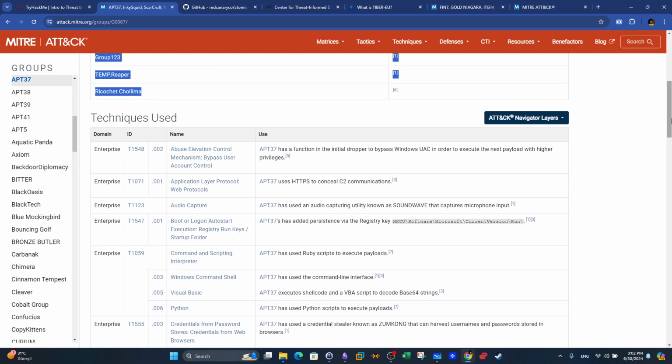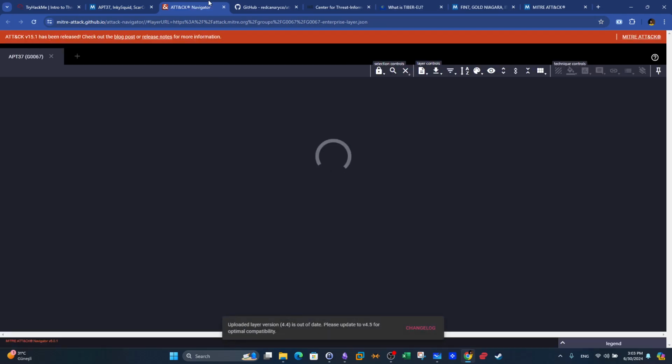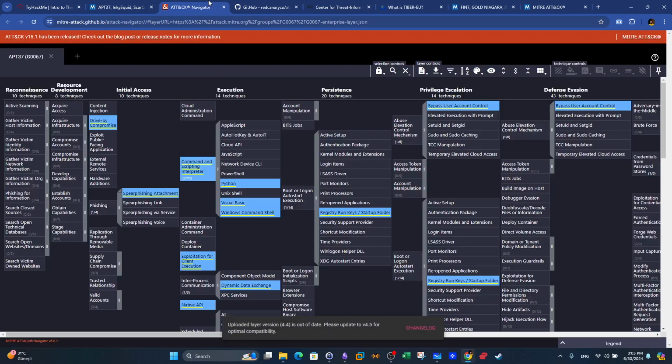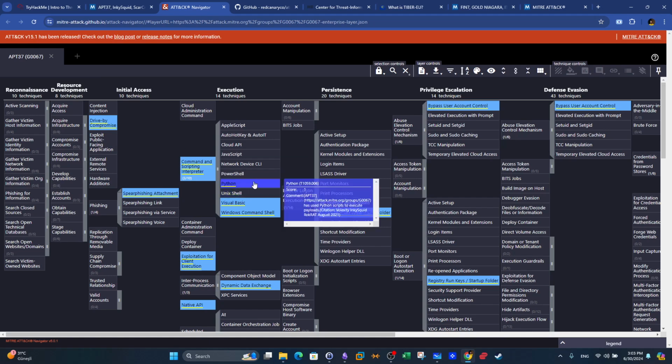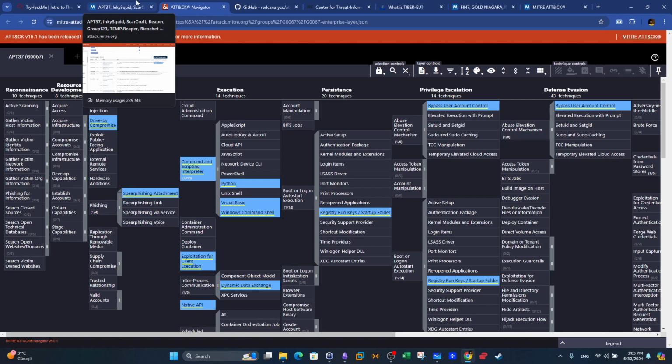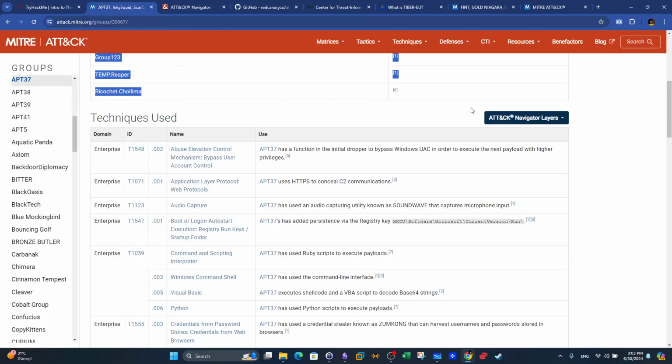And always when researching a specific group, it's always good to open the ATT&CK Navigator. This shows you the dissection of the techniques and the tactics. See, here you have the techniques, and for every technique we have the tactics used by APT37 highlighted in blue. Okay, that's very important if we want to choose this group as our subject in the threat emulation.